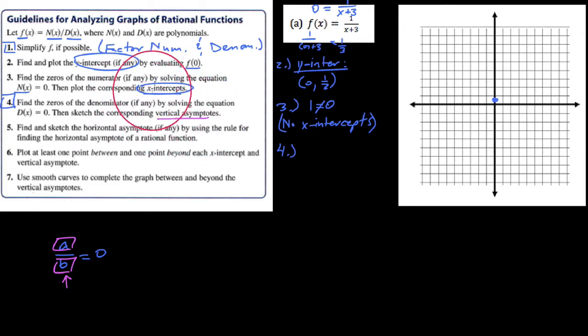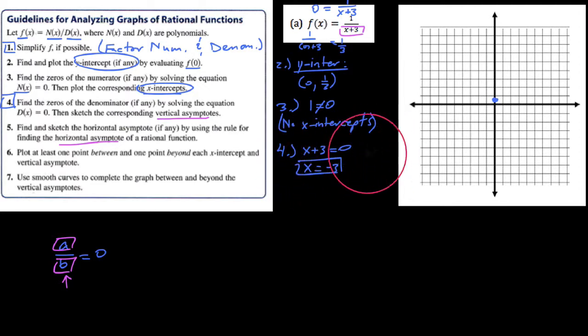So basically, we found the y-intercepts, we found the x-intercepts, now we're going to find the vertical asymptotes, followed by, in a minute, the horizontal. But we say the vertical asymptotes are going to occur wherever this bottom expression is equal to 0. So number 4 here, all we do is take x plus 3, set it equal to 0 and solve it.